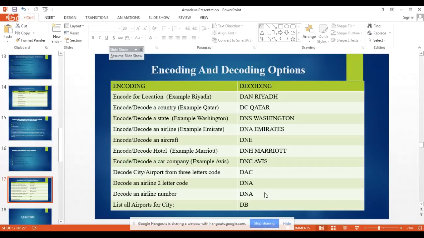In another way, you can decide to type DAN and type your Riyadh. You might not leave a space in between DAN and Riyadh. It will still give you the same thing you want. Next, to encode and decode a country.